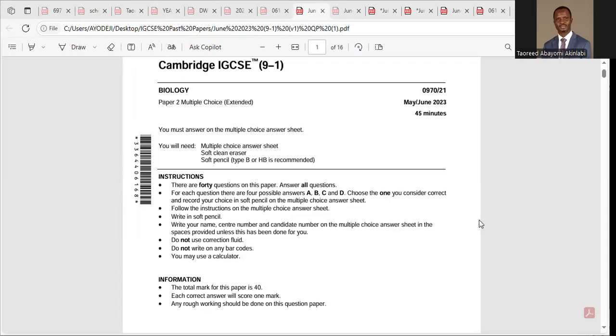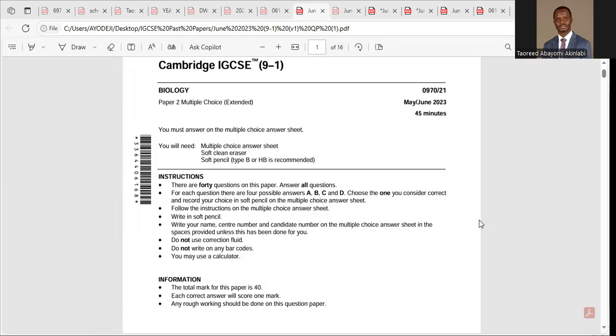We'll be looking at a review of May/June 2023 IGCSE Paper 2 for biology. But before we delve into that, we need to understand the papers and how important Paper 2 actually is in your grading system in IGCSE.